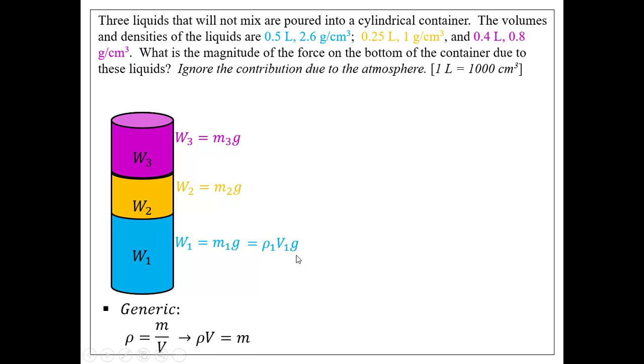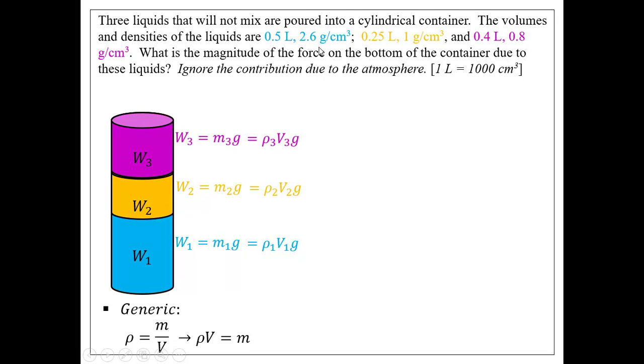Okay, I'm going to go ahead and do the same with M2. M2, I'm going to substitute out for the density of substance 2 times the volume of substance 2 times G. And likewise with the third one. Okay, so now that I know all of the stuff here, the density and the volume of each of these substances given to me, right? Once again, the first substance that was given is 0.5 liters, that's volume. The density of that first substance is 2.6 grams per centimeters cubed.